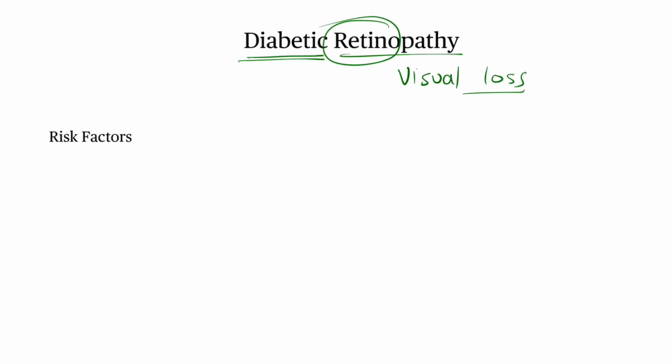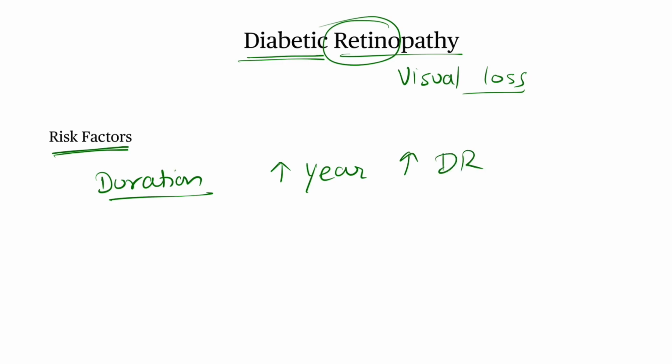But there are some specific risk factors. If these risk factors are present, it means there are high chances for diabetes patients to get diabetic retinopathy. What are these risk factors? Let's talk about them. The first one is duration. Duration means how many years the patient has been diagnosed with diabetes. The more the years, the higher the chances of getting diabetic retinopathy. This is a very important prognostic factor for diabetic retinopathy.